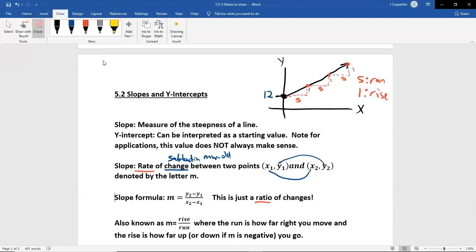Now, there is another definition up here that I did not talk about immediately, but that's for a reason. The y-intercept. This is going to be very true in this course, and it's not always going to make sense. Your y-intercept can often be interpreted as a starting value or a fixed value. Those are interchangeable concepts.